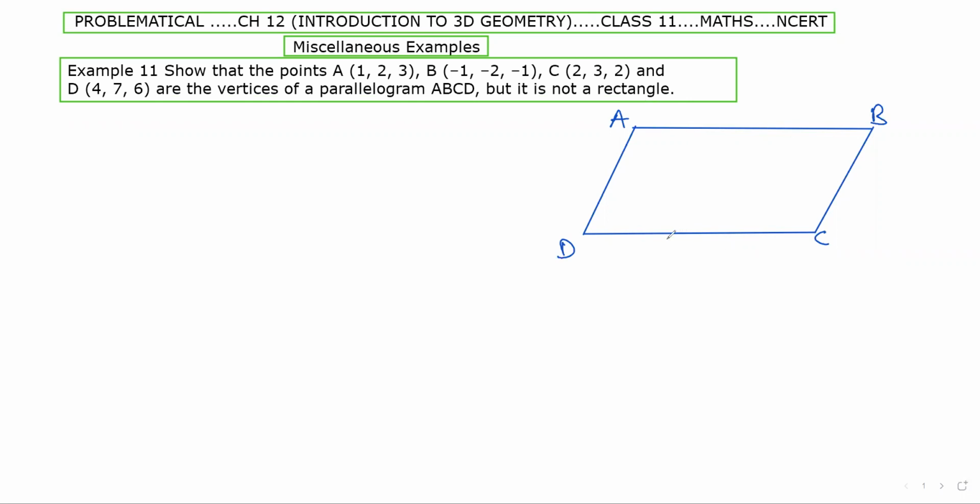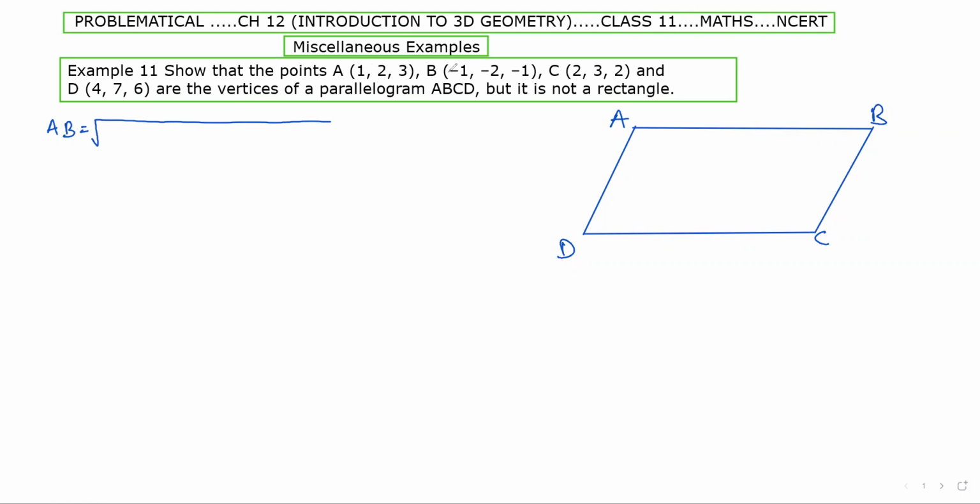So ABCD points are mentioned. You have to prove that AB is equal to DC and BC is equal to AD. So let's calculate these. AB will be equal to root of x2 minus x1 whole square plus y2 minus y1 whole square plus z2 minus z1 whole square.